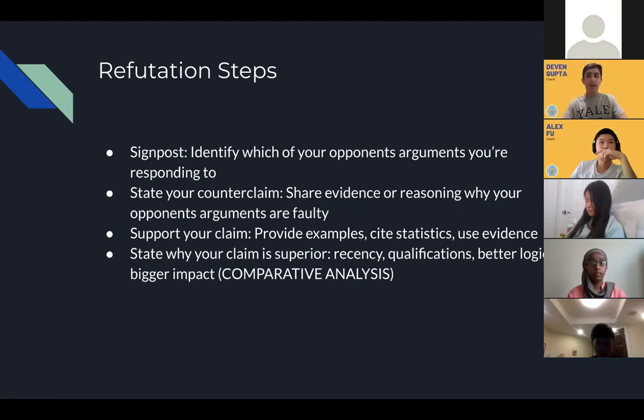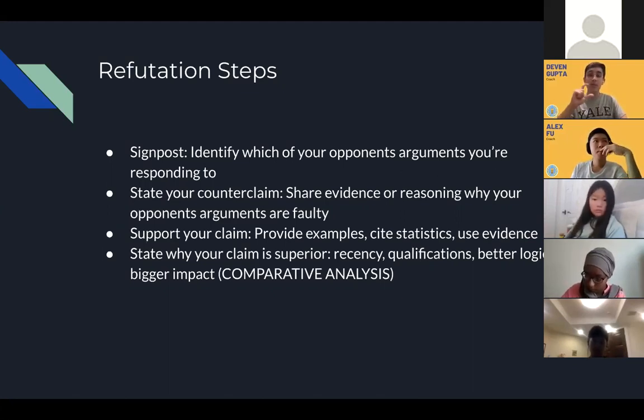The only main difference from what we were talking about yesterday is that you want to do a little bit of comparative analysis. Why is your claim superior, and why does it make more sense than the opponent's claim? We're going to talk more about weighing later on in the week, but just remember that you always want to do comparative analysis on why your claim is better than the opponent's.